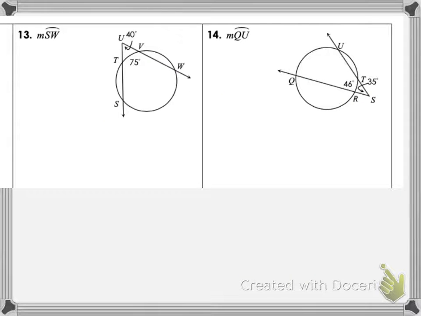Now you should pause the video and try this one on your own. These ones are actually a little more challenging. These aren't the basic ones. But see what you can do with them.